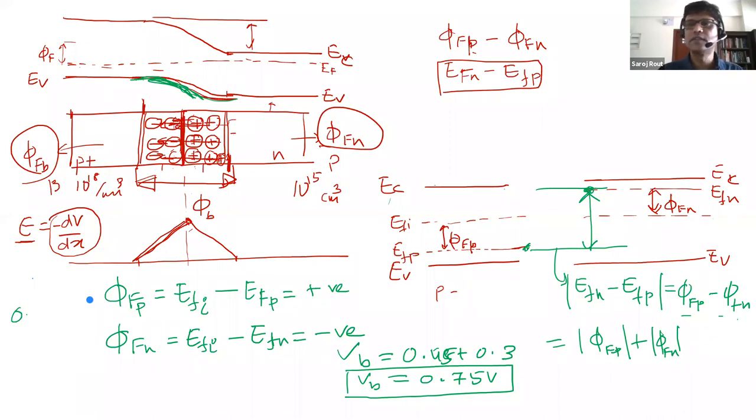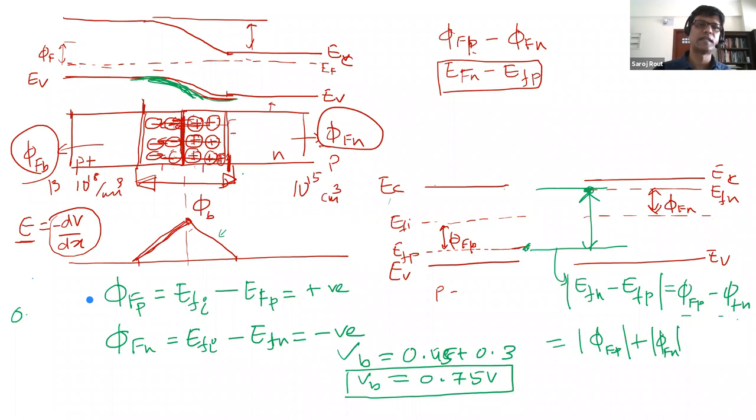Any questions so far? Can you again explain the graph? Which one? The electric field graph. Oh, this graph here? Yes, sir.